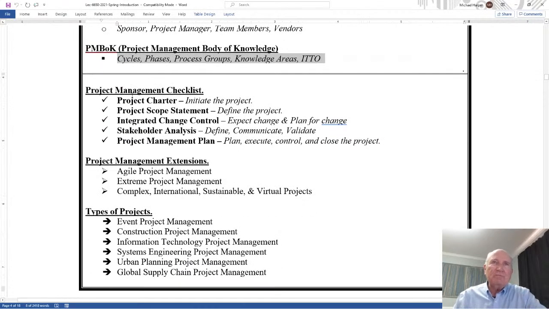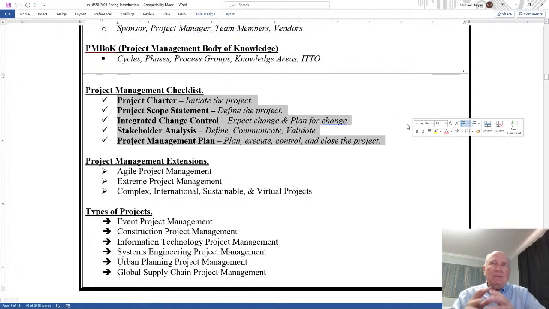Now, this project management checklist we will cover today, and this was my checklist because almost every project needs this under the definition of a project. This is kind of like a summary of what a project needs as you go forward, whether it's formal, whether it's informal. This checklist needs to be there some way, somehow.